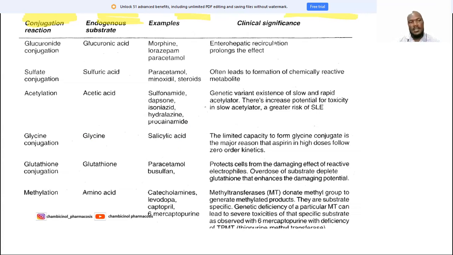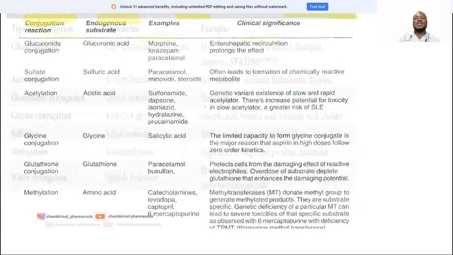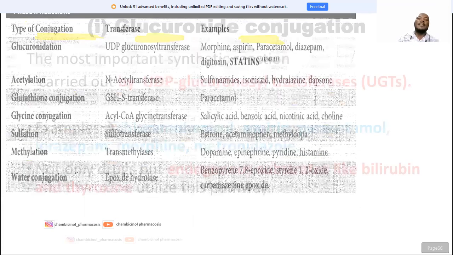phase 2 reaction. So here we are going to see the example for the endogenous substance which complexes with the parent drug, which are the drugs that are undergoing this process of the phase 2 reaction, and what is the clinical significance of this process. So we are going to see it in detail one by one.